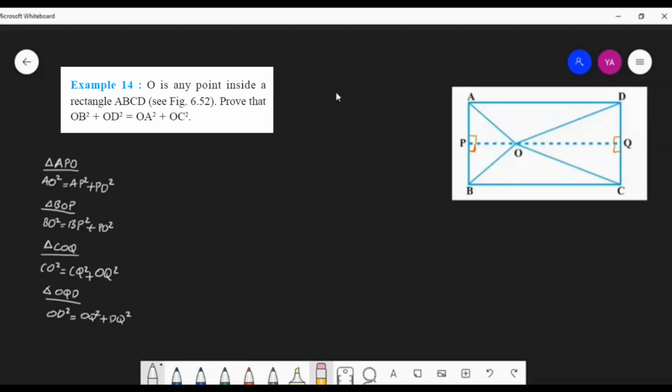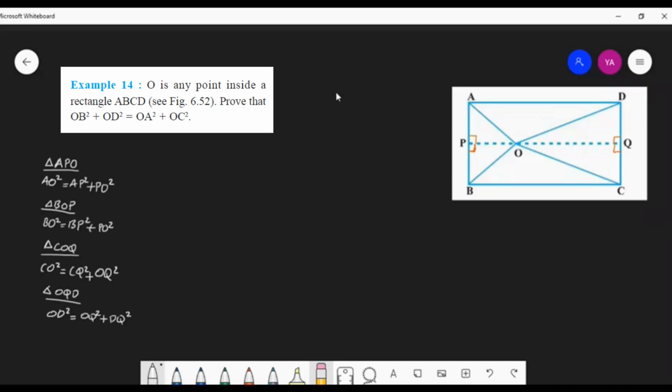Now look at what we have to do with this to reach this result. Can the angle at O be 90 degrees? In some situations it can, but in most cases it cannot be. It said that O is any point inside the rectangle. O can be in any place inside the rectangle, so the angle at O cannot be 90 degrees in most cases. So we want to add or do something to reach this result: OB square plus OD square is equal to OA square plus OC square.